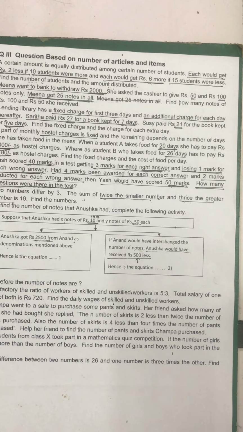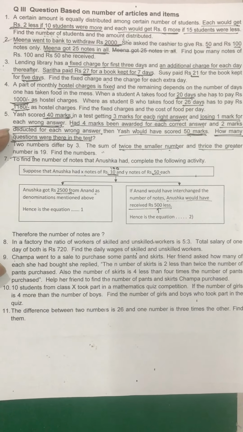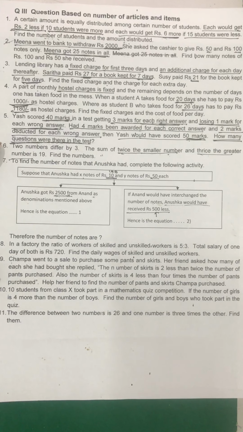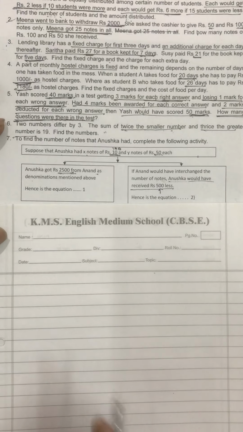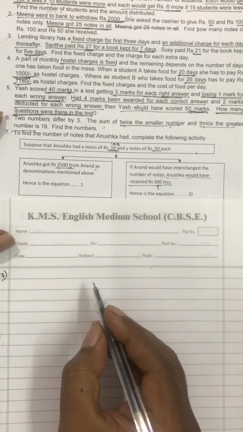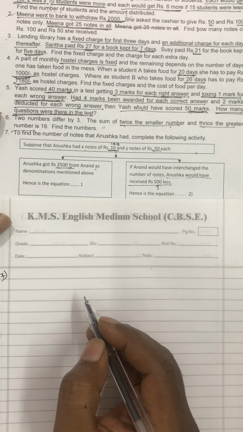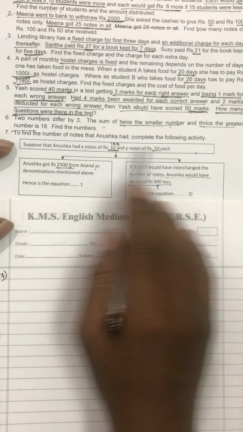Welcome all to our next question in solving word problems. We have finished up to question number 6, and now we are into question number 7. Let us proceed with question number 7. To find the number of notes that Anushka had, complete the following activity.